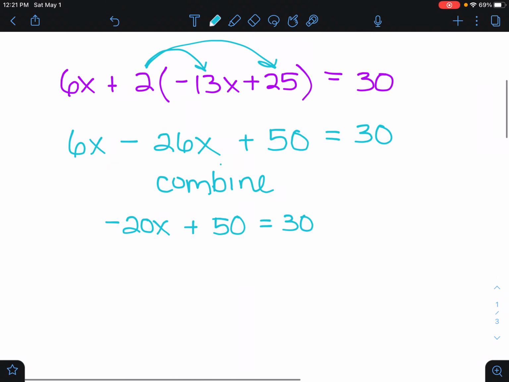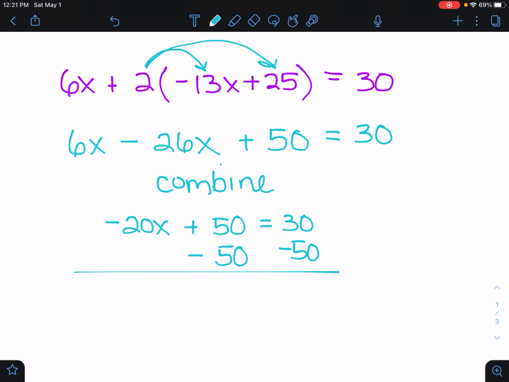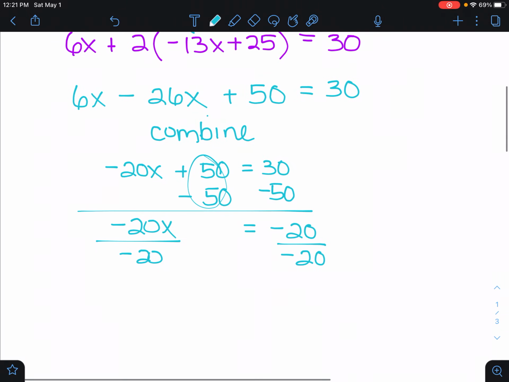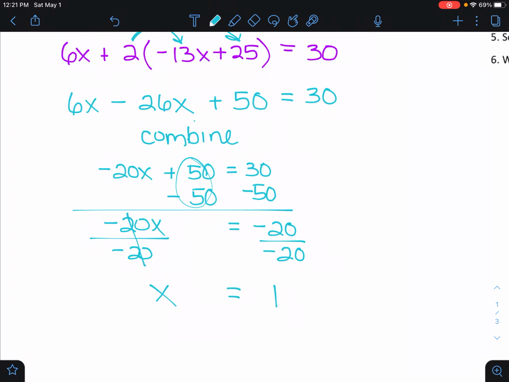Okay, and solve. So let's see, positive 50, I got to get rid of that. So subtract 50 from both sides. I get negative 20x equals negative 20. Okay. Now this is multiplication here, so I'm going to do the opposite. I'm going to divide by negative 20. Negative 20 divided by negative 20 is 1, so that's 1x, or just x. So x equals 1.